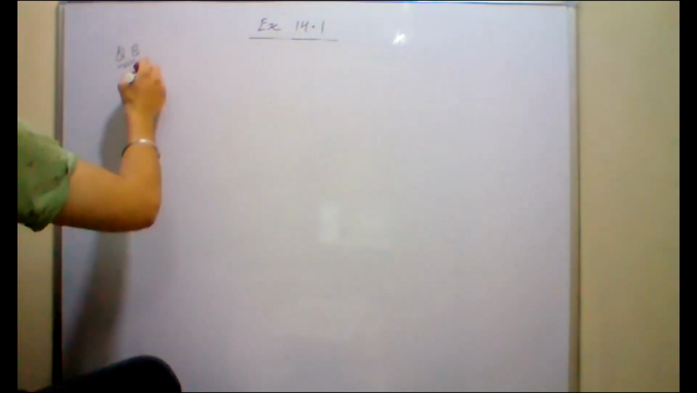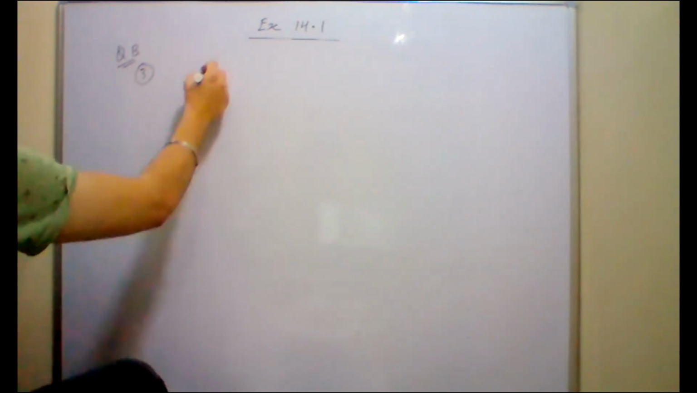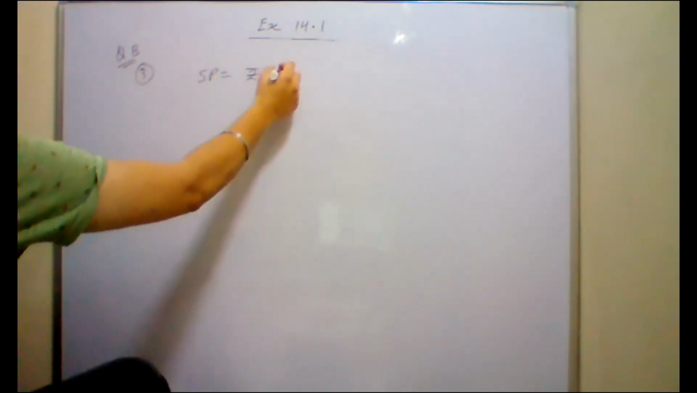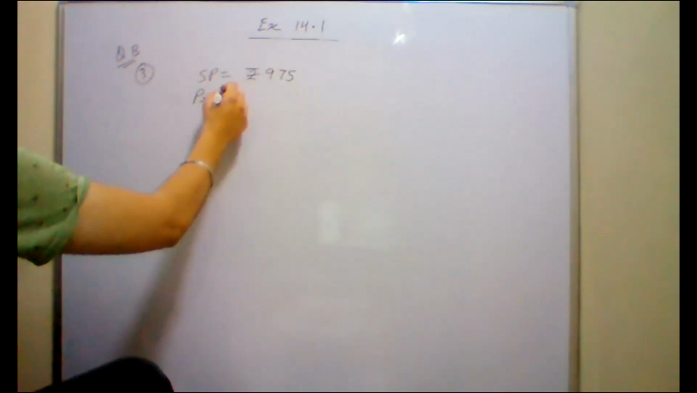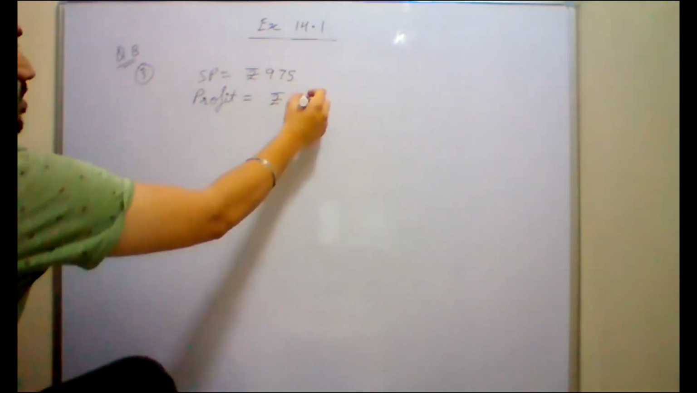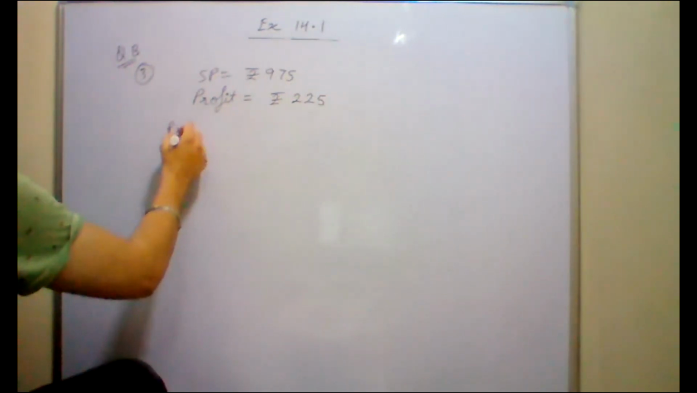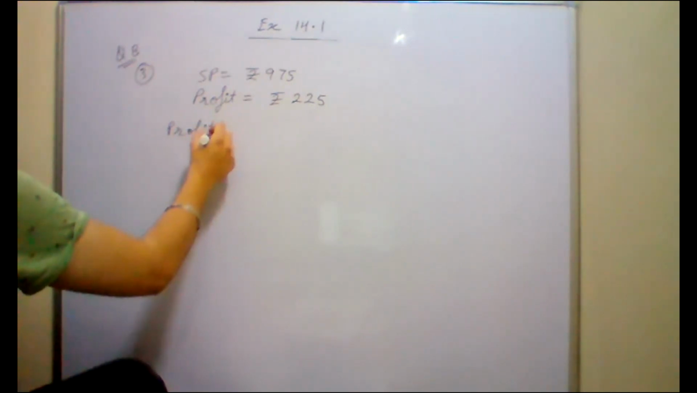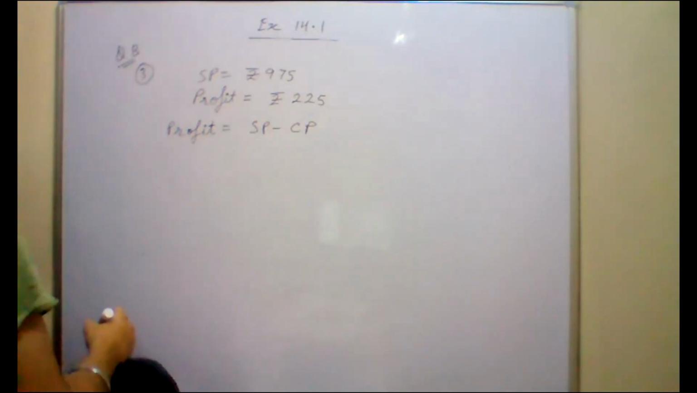Question B, third part. The selling price is given, 975, and profit is given, how much? Rupees 225. This is the profit. Now you write the formula because profit is given. Profit is equal to SP minus CP. Write this formula. Now put the values.